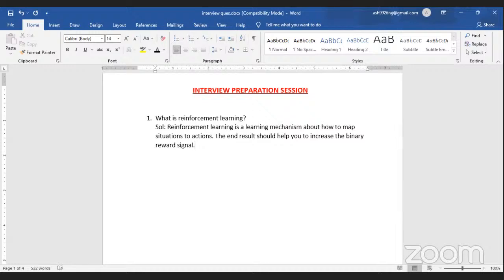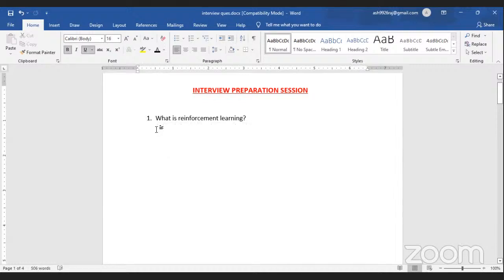In this method, a learner is not told which action to take, but instead must discover which actions offer a maximum reward. As this method is based on the reward penalty mechanism, that is called reinforcement learning. Let's move to our next question.